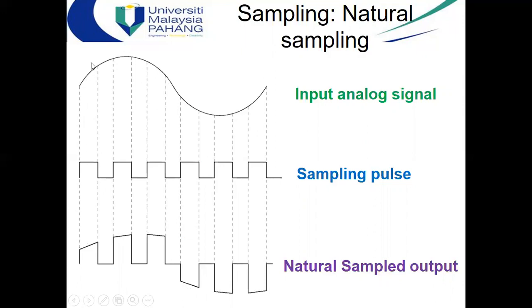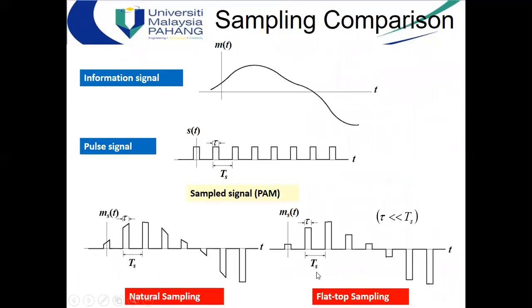So we are taking the signal amplitude level as it is, okay? This is natural sampling, whereas here is the comparison. This is the information signal. This is the clock frequency. This is the sampling interval TS, and tau is the sampling time, with tau very, very less than TS as I mentioned before.